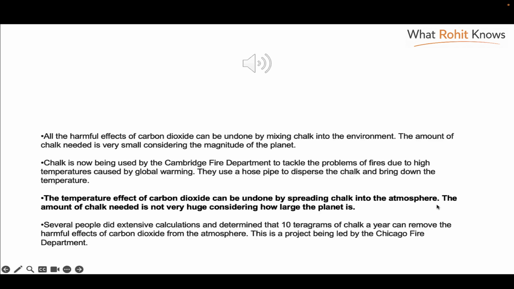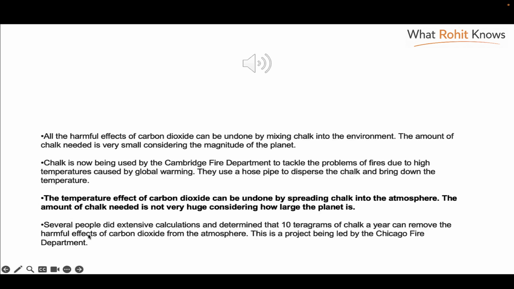So this is wrong. The next one, the temperature effect of CO2 can be undone by spreading chalk into the atmosphere. The amount of chalk needed is not very huge considering how large the planet is. So both the sentences match with the information that we have in the notes and what the speaker has said. So this possibly is the correct summary, but we can't decide that before we also look at the final option.